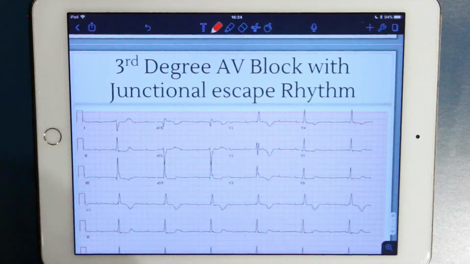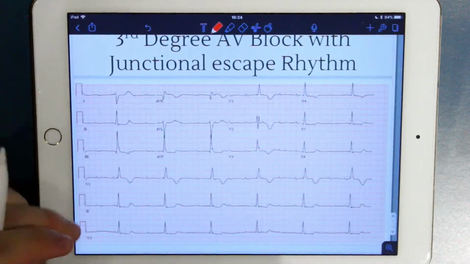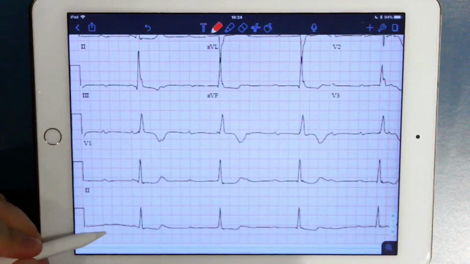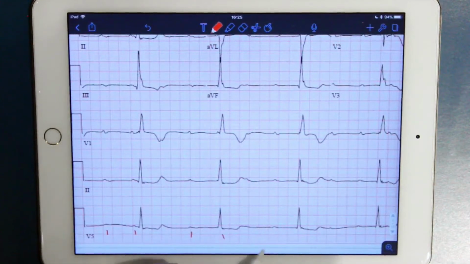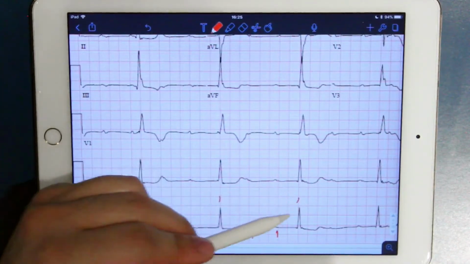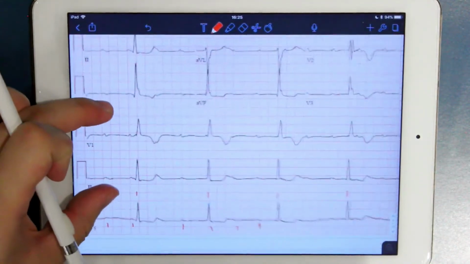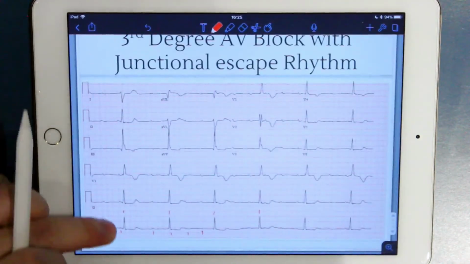Here's a third degree AV block with a junctional escape rhythm as well. So you have to zoom in a little bit here to see the P waves, but they're visible. There's probably one somewhere under this T wave. There's one, and there's one. And then our R waves completely dissociated in time. Again, narrow QRS complexes because the escape rhythm is coming from the junction.